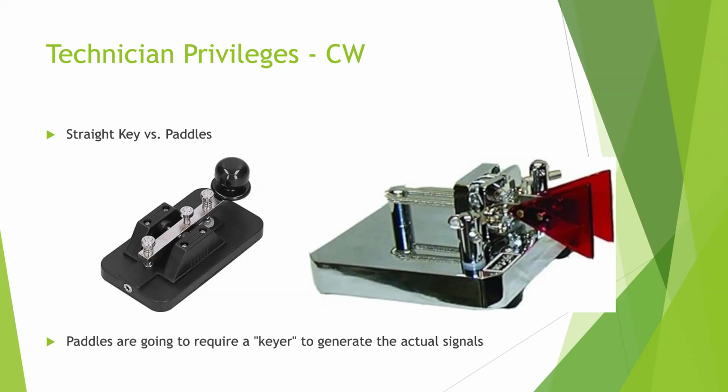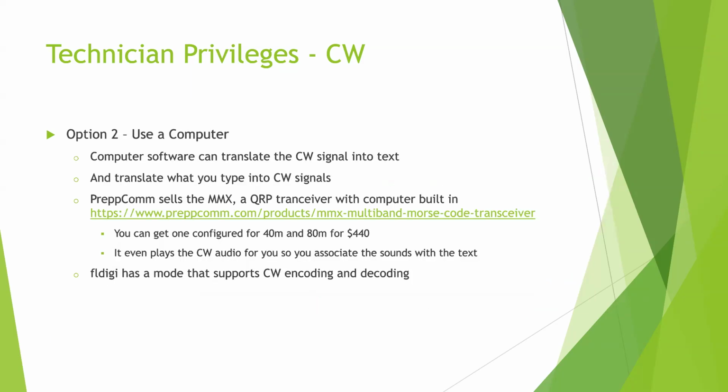Okay. So if you're a wuss. Hey, I resemble that. So option 2 is use a computer. Computers can generate and convert the CW signal into text and the text that you type into CW signals.